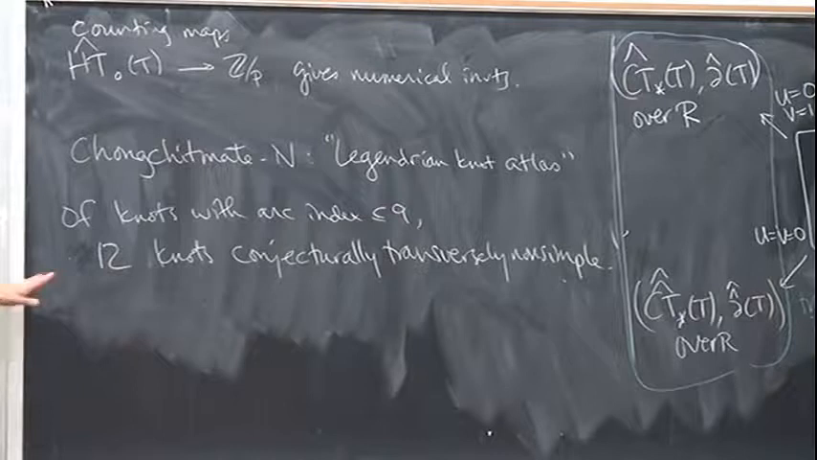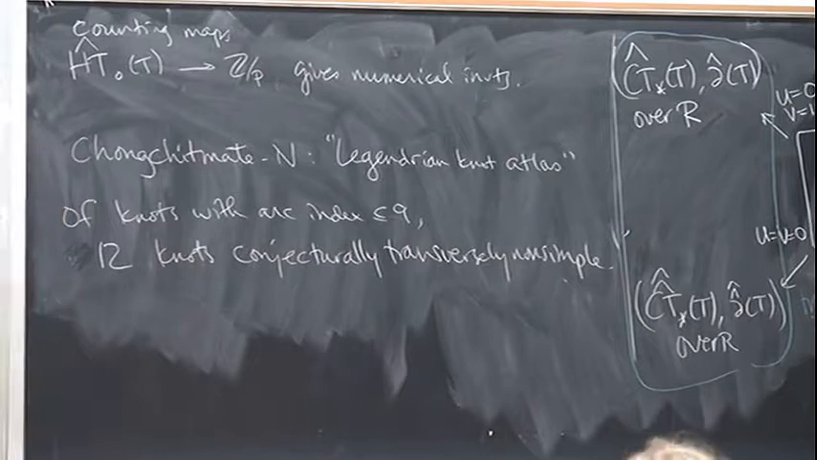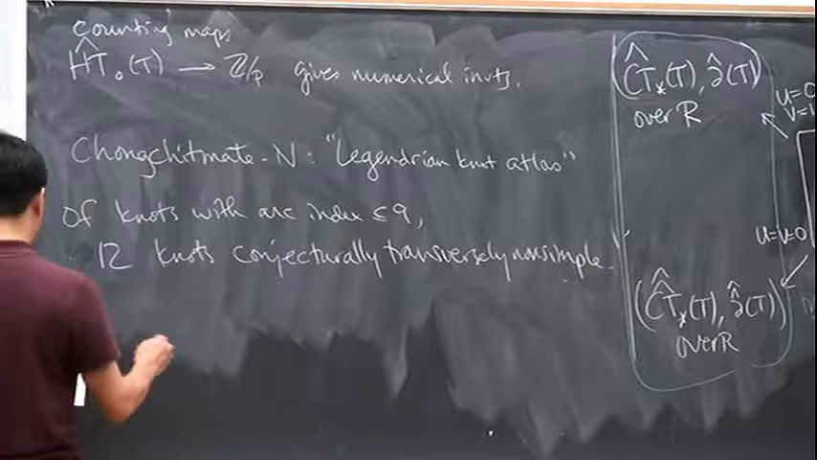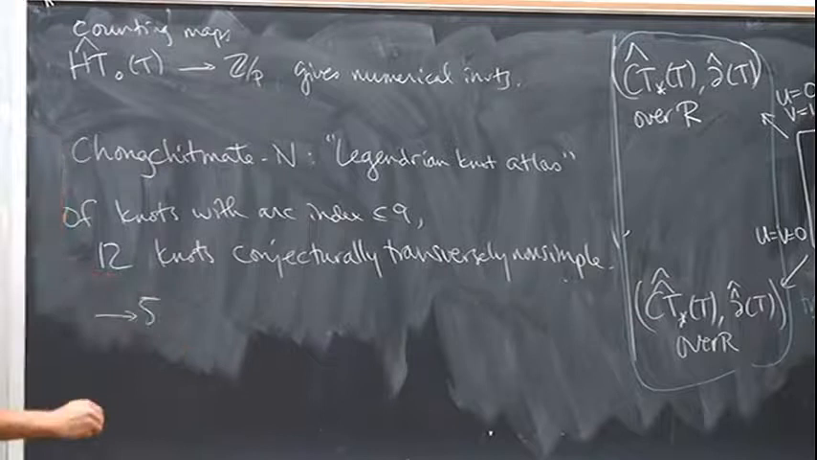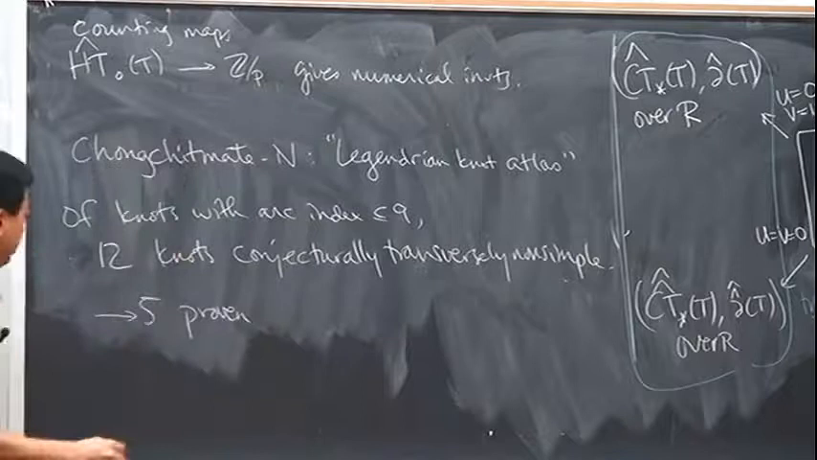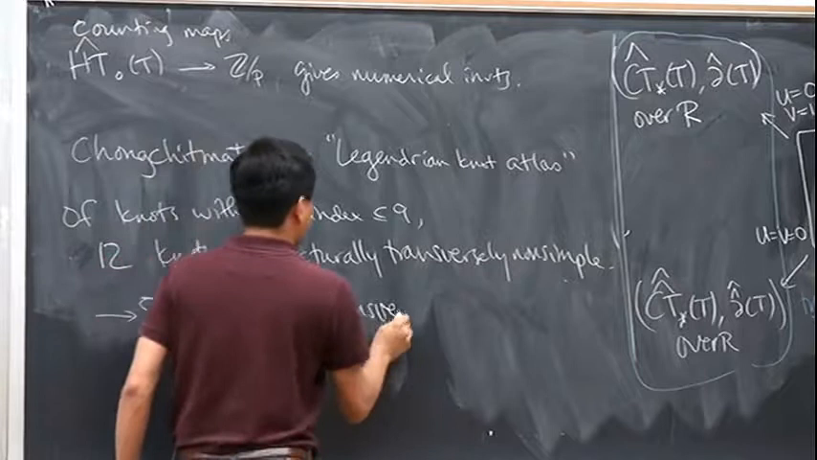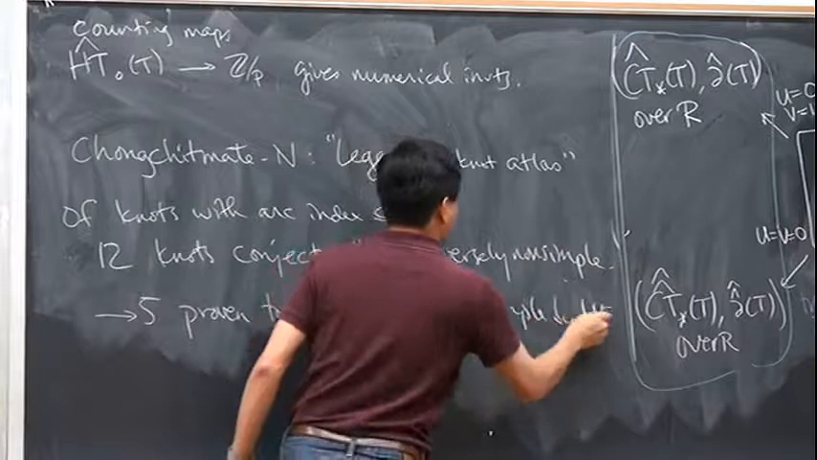So they start with the mirror of 7-2, which has already appeared on the board at some point. And the next one is the mirror of 7-6, and then they go up from there. There are a bunch of 9 crossing knots and things. One can actually prove that 5 of them are transversely non-simple. This was the case already before the work that I'm talking about now. So 5 of them were proven to be transversely non-simple by this knot Floer homology invariant.